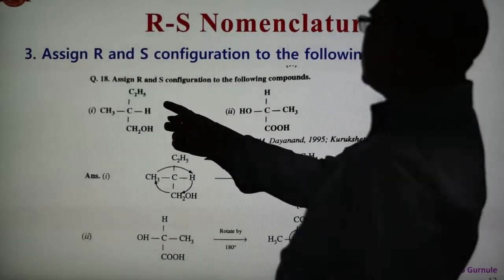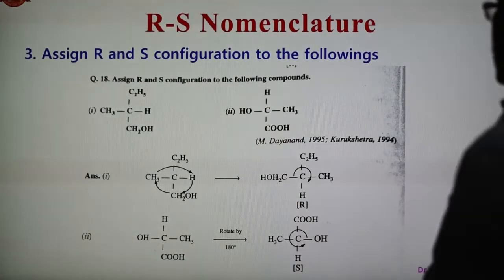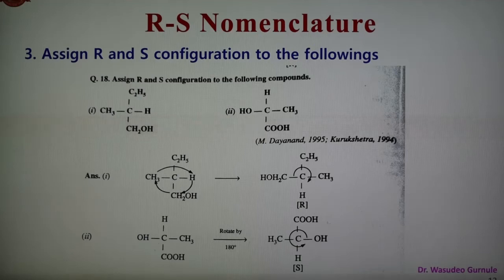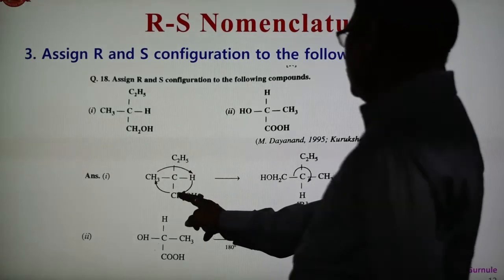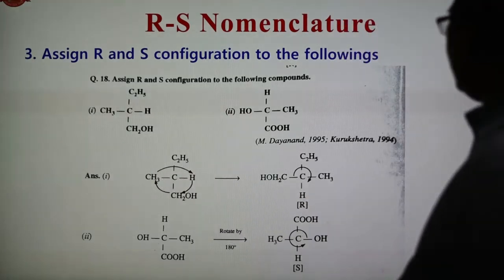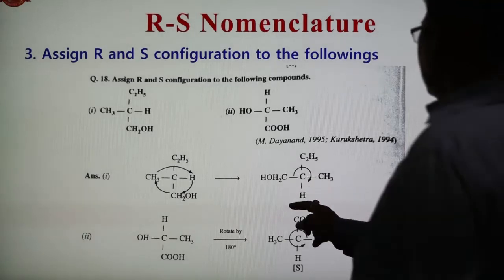So these two compounds are given, this is 1 and this is 2, and the first compound has either R or S. Again we can take this first compound here, and this group is shifted here, this is shifted here, and this group is shifted here, and we obtain this one. And this is the asymmetric carbon.